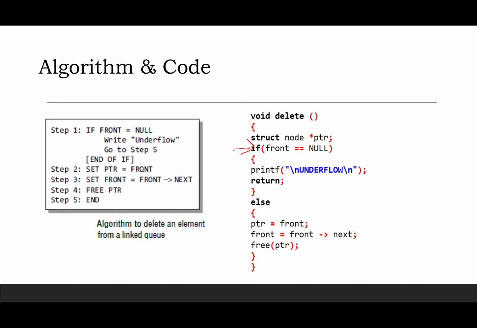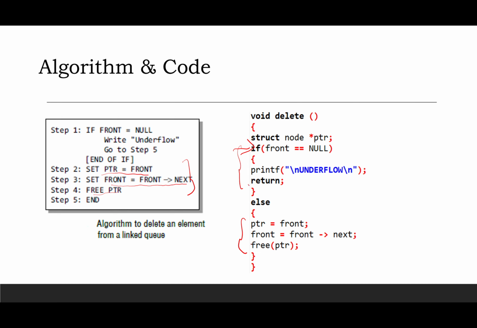Then in step 2, we are assigning ptr is equal to front. So the front node becomes the ptr node. Then front is equal to front next, so we are making the front's next node the front. Then by using the free function, we remove the node. You can check the else part, both are the same, and here we are checking the condition.